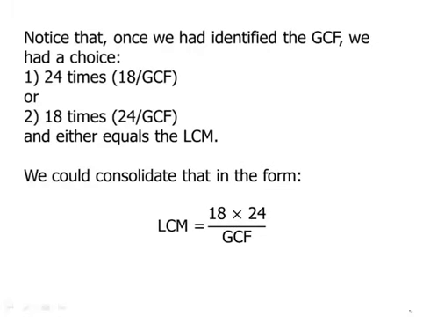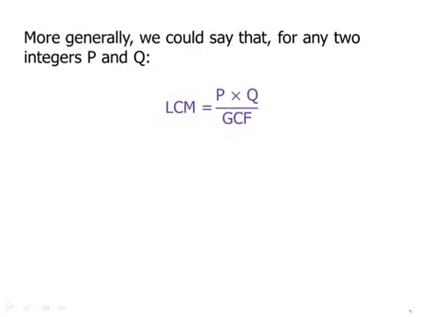And this suggests a general pattern. More generally, we could say that for any two integers p and q, the least common multiple equals p times q divided by the greatest common factor. So this is the formula that very elegantly unites all these ideas.